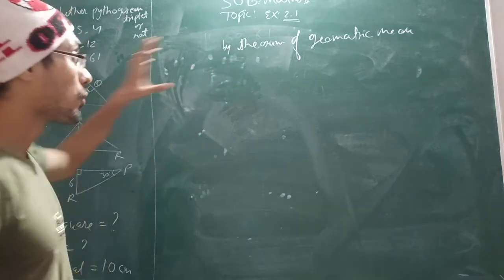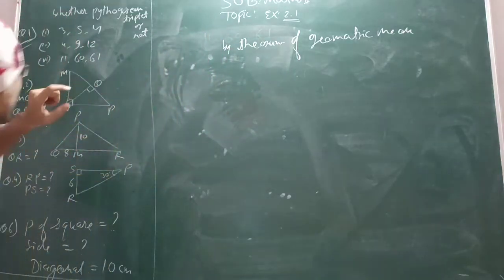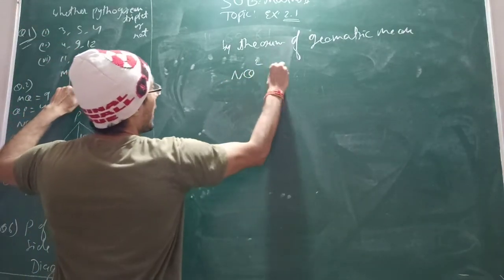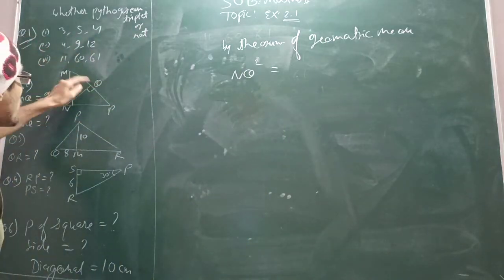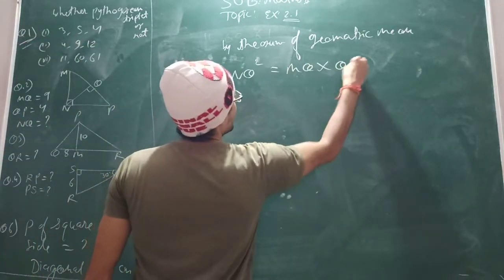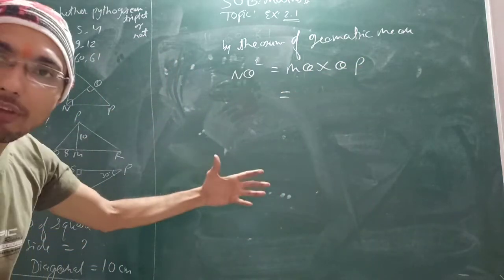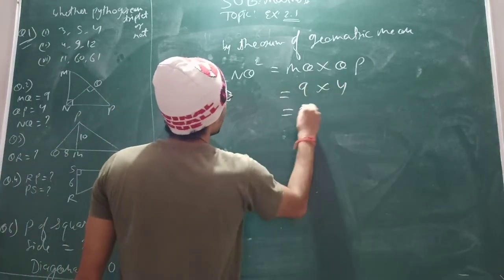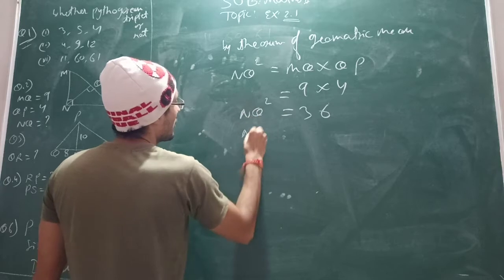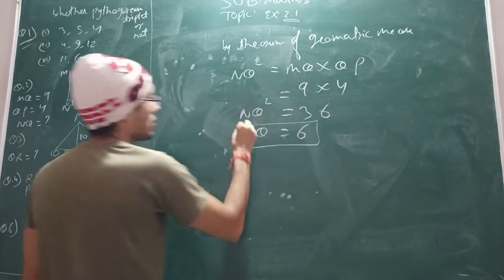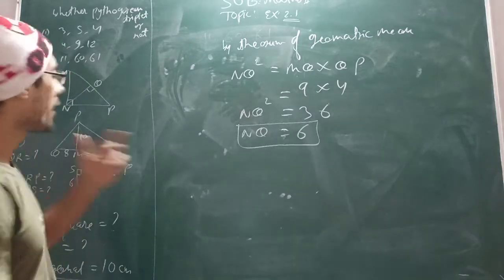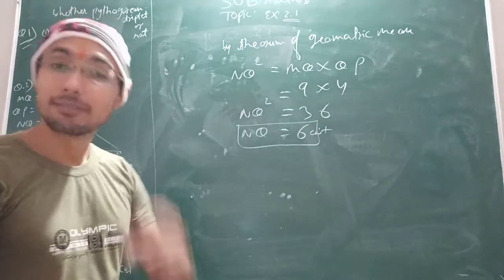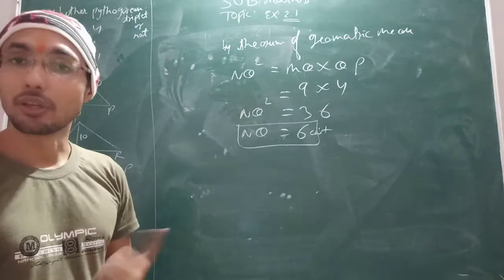So now I am going to apply the theorem, which is, if you remember, this one: square of NQ, and where it is perpendicular on NP, so NQ squared equals NP into QP. Now substitute the values given in the question: 9 and 4. So 9 fours are 36. So NQ is 6. Unit is not given, so I will write the word unit. But read the question in the textbook carefully. If the unit is given, write it down.